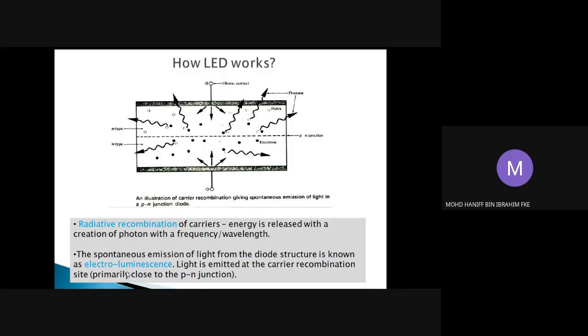We also have another type of recombination, which is non-radiative. Non-radiative is a case whereby when the electron and holes recombine, it will not produce a photon, but it will produce heat. So there should be both radiative recombination and non-radiative recombination of carriers in your LED.